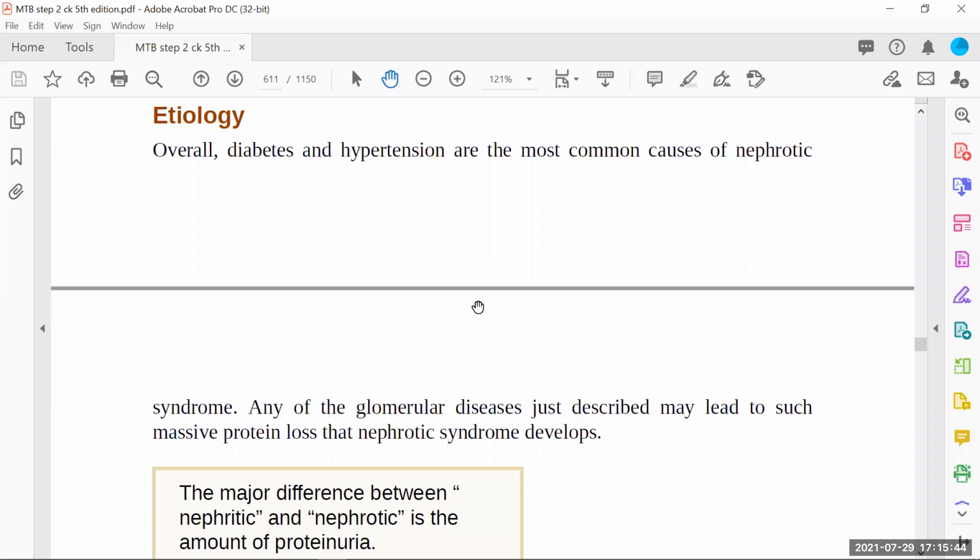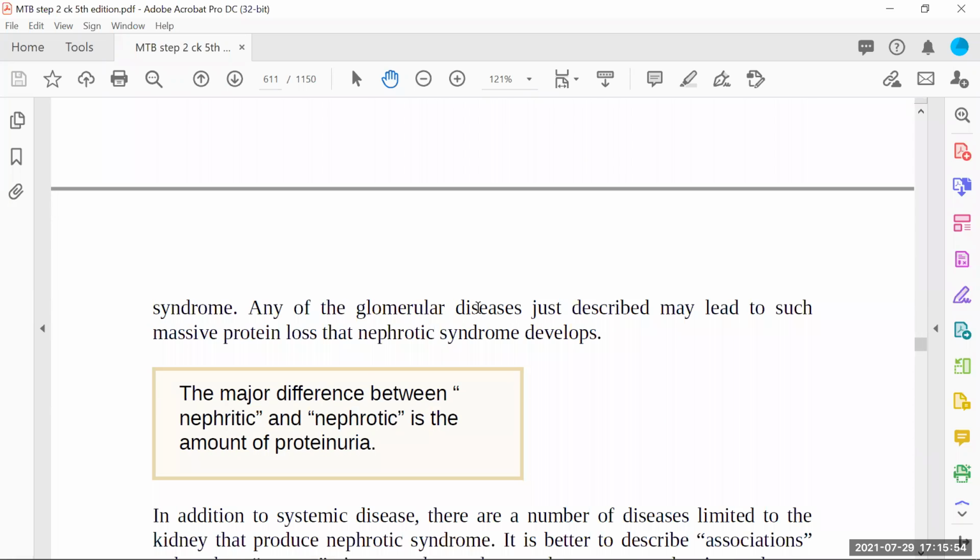But you have to keep in mind that too much protein will be lost in the urine, and the liver is not going to compensate for that. That's why we will see massive nephrotic syndrome in the body. So the major difference between nephritic and nephrotic is the amount of proteinuria.